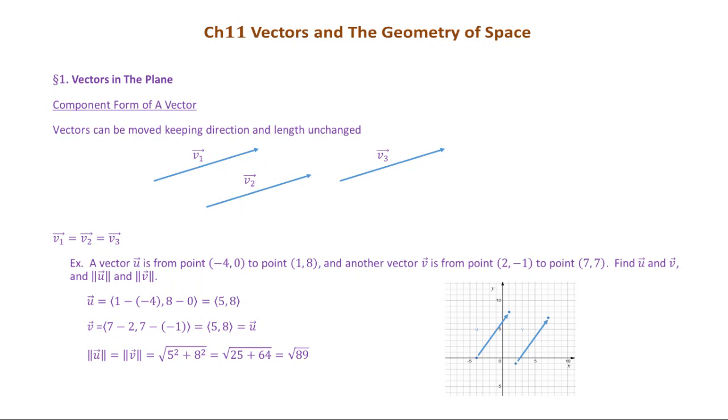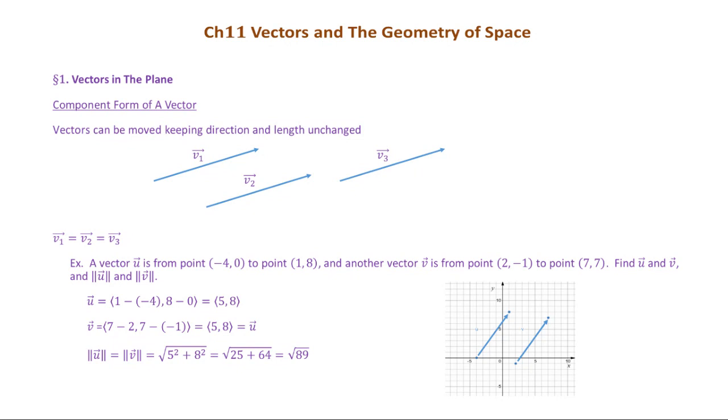Okay, so let's do one example. A vector u is from point (-4, 0) to point (1, 8), and vector v is from point (2, -1) to (7, 7). Find the vectors u and v, and the lengths of u and v. By the way, if you put double vertical bars on the vector, sandwiching the vector, then that means we're talking about the length of the vector. All right. So let's just find the vectors u and v first.